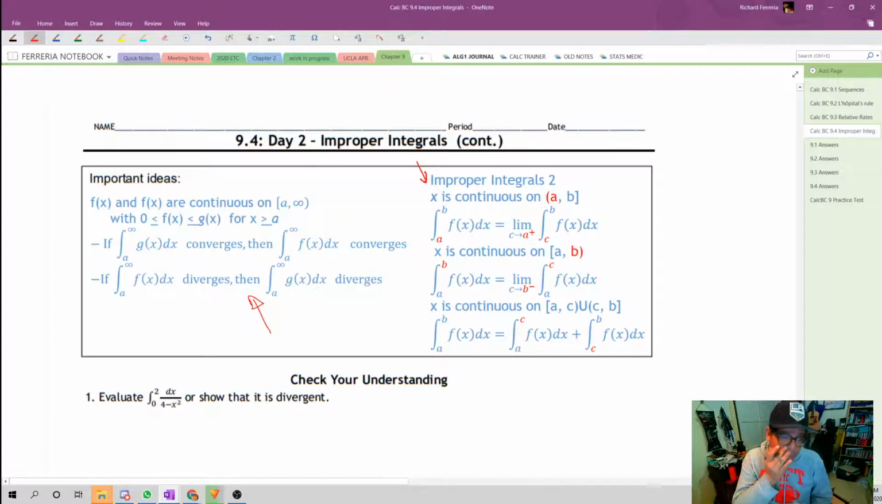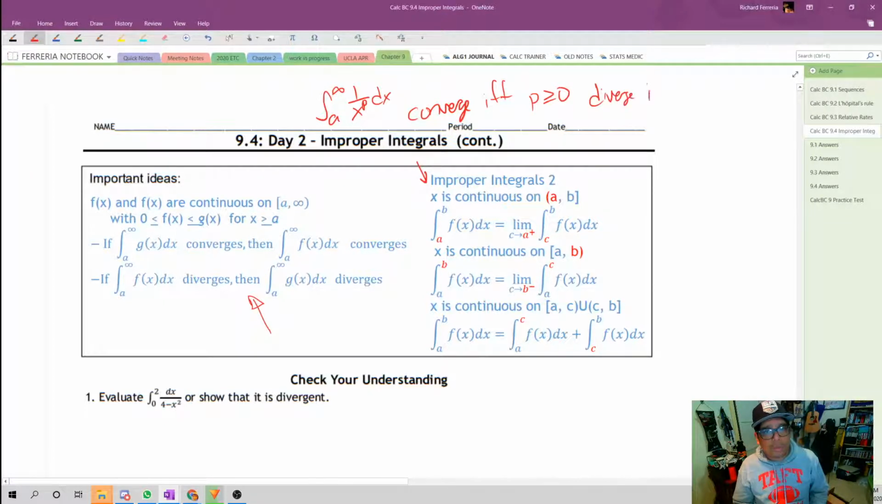So that's actually a lot of stuff we went over. We didn't even talk about the p functions, where the integral from some constant to infinity of 1 over x to the p dx is going to converge if p is greater than or equal to 0, and it's going to diverge if p is strictly less than 0. So those are the three big concepts that we did.